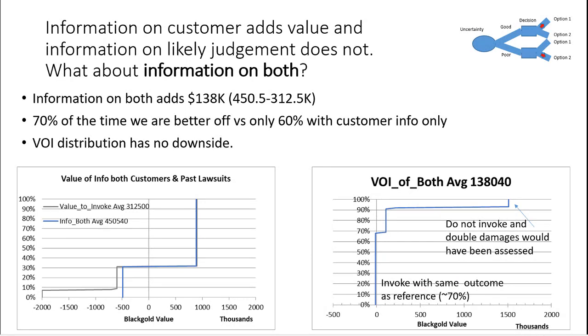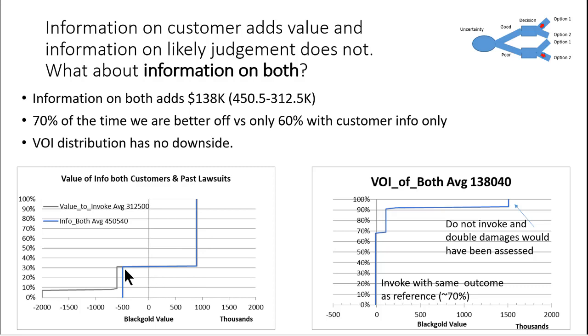So what if we had information both on whether the customer is going to sue and the likely judgment? Let's just think about this holistically. If the customer is not going to sue, then obviously I want to invoke the clause because I'm better off. And if he is going to sue, I would only want to invoke if I was going to win the lawsuit. Well, the sum of those two outcomes is actually close to 70%. And that's what we're seeing over here as being better off, or being equal to invoking.